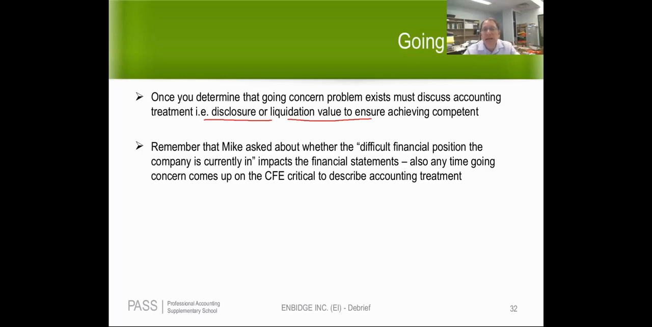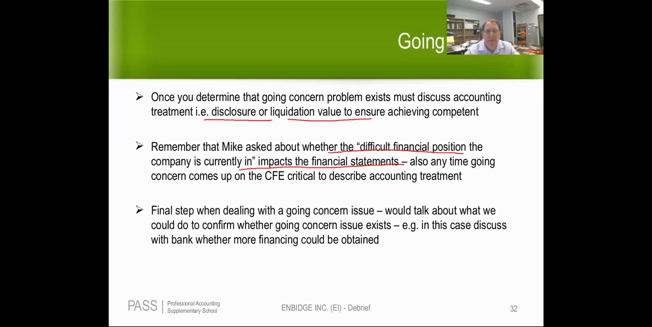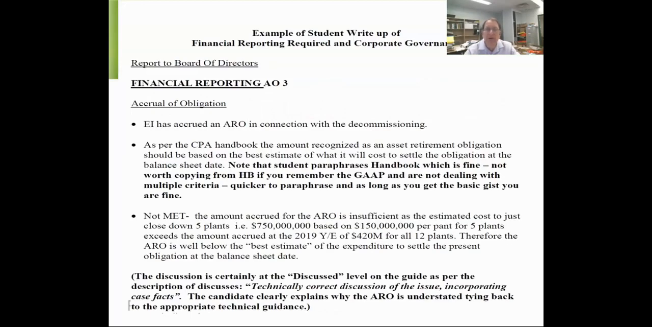Now, we gave you a major hint if you didn't see it. Mike asked about the difficult financial position the company is going to be in, impacting the financial statements. Major hint. Okay? Make sense? All right. Okay, well, let me show you a nice little write-up of the financial reporting. Again, please stop me if you have any questions or comments.